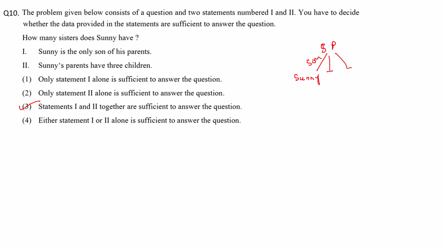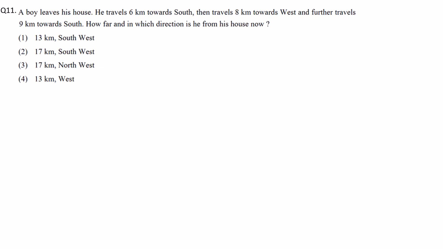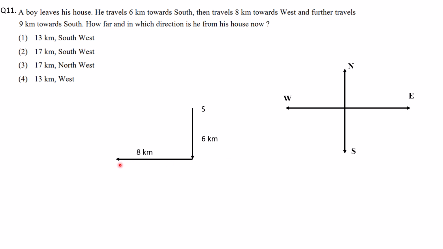Now moving to question number 11. A boy leaves his house. He travels 6 kilometers towards south, then travels 8 kilometers towards west, and further travels 9 kilometers towards south. How far and in which direction is he from his house now? So first of all, make a direction chart. Next, start reading the statement slowly and start plotting it also. First, he travels 6 kilometers towards south. So this is the starting point, and the downward direction is south. He traveled 6 kilometers towards south, then 8 kilometers towards west, and further 9 kilometers towards south.